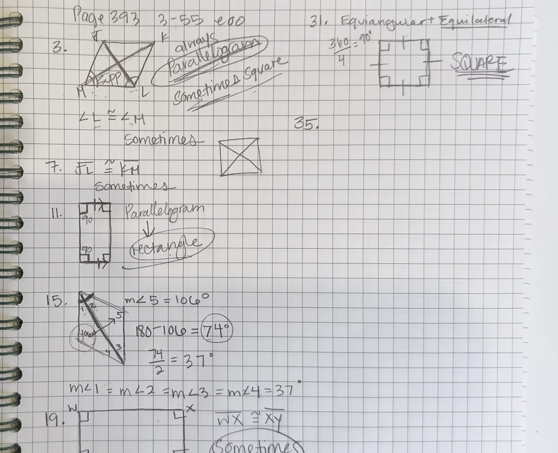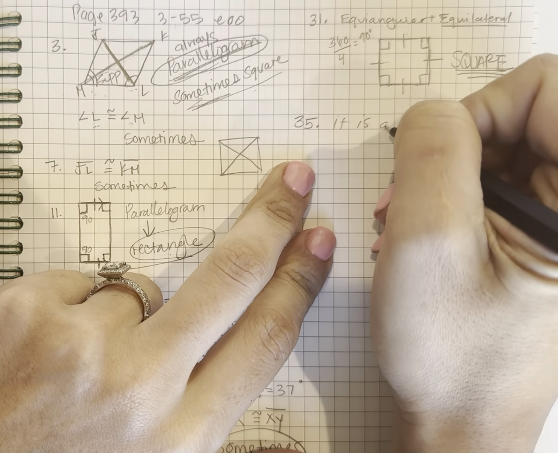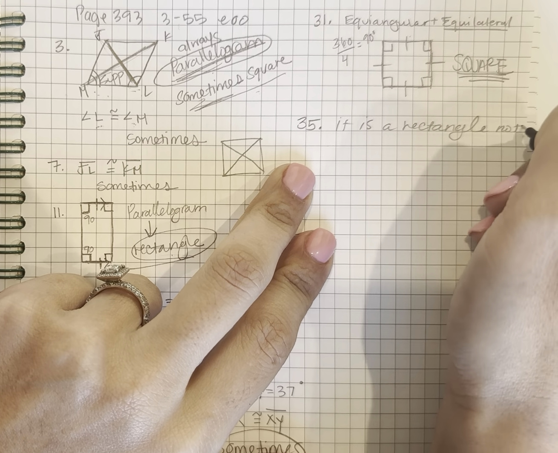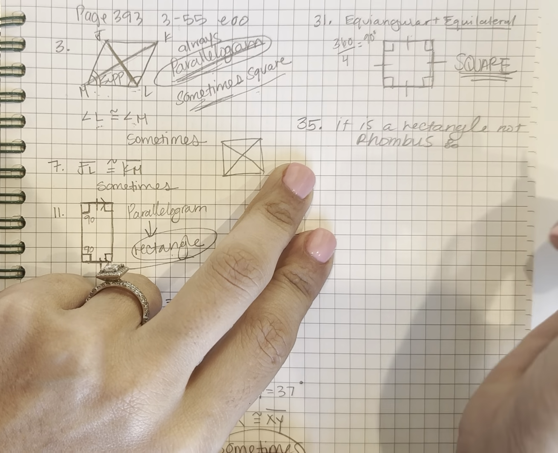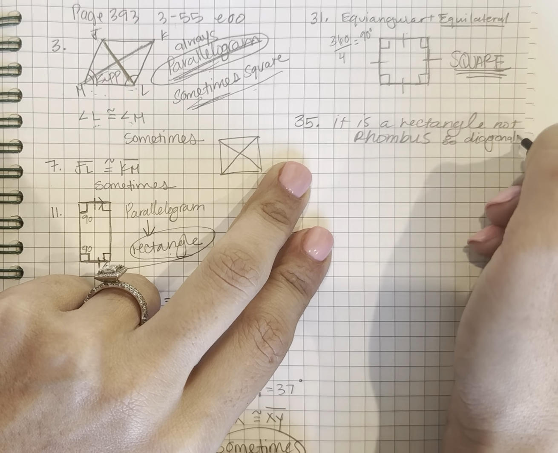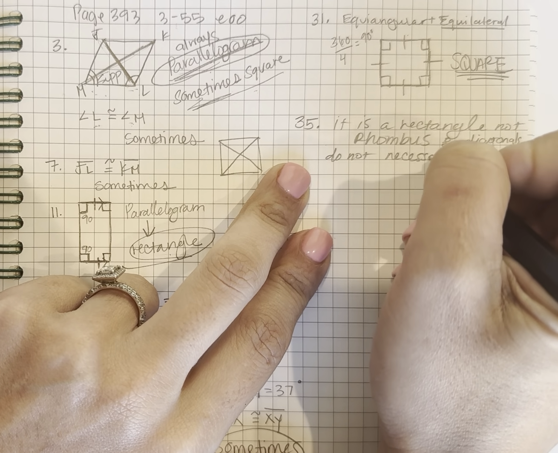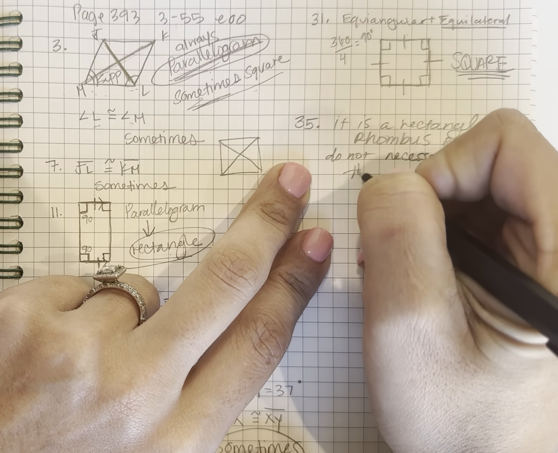That was 35. It is a rectangle, not a rhombus. Therefore, diagonals do not necessarily bisect the angles.